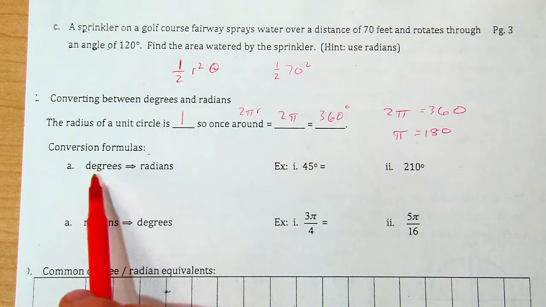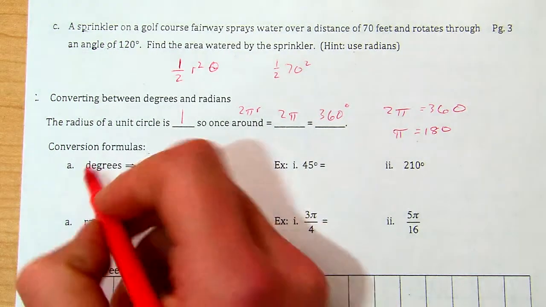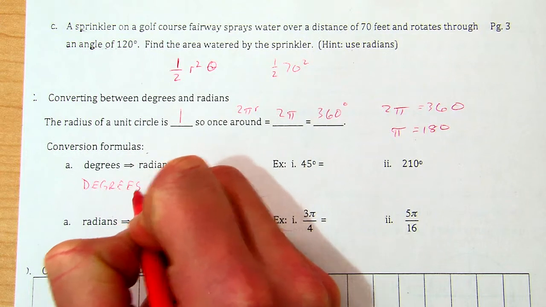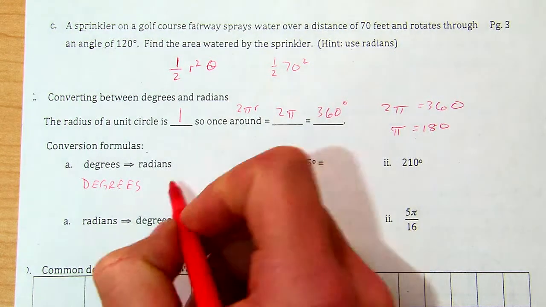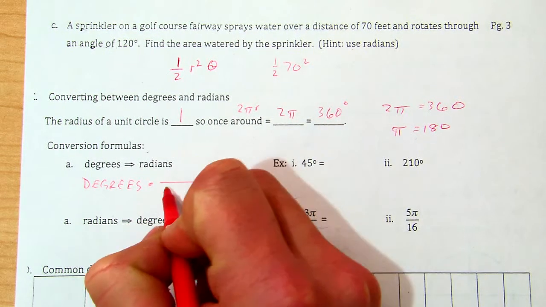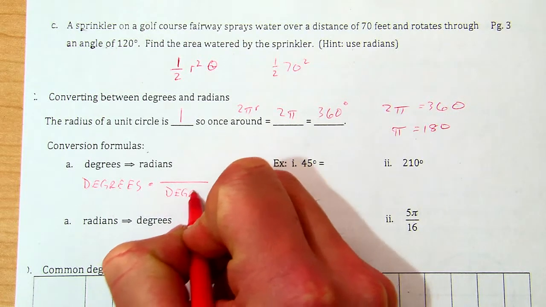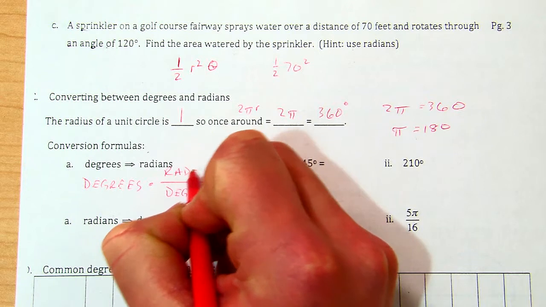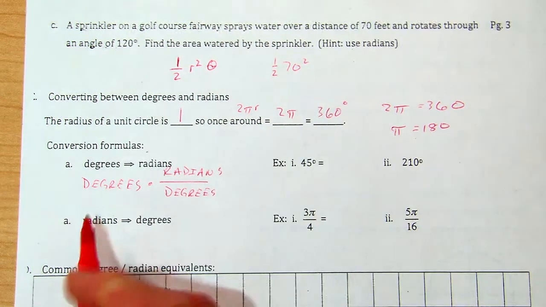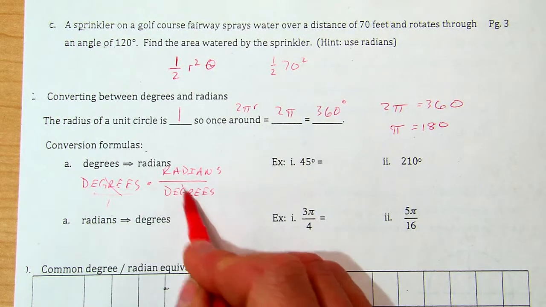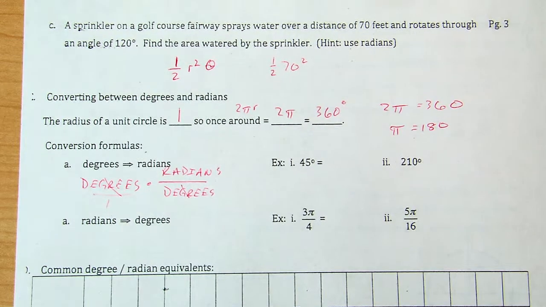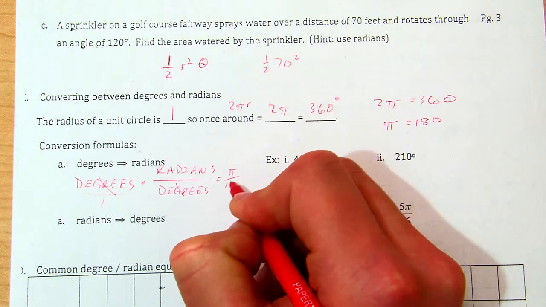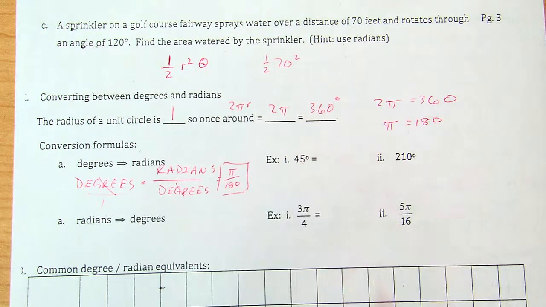So the first one we want to convert into radians. So basically, if I have degrees and I want to convert into radians, what I'm going to have to do is multiply by a fraction with degrees on the bottom and radians on top. And the reason that I do that is so that when I multiply, my degrees will cancel degrees, and I'll be left with radians. So if I want radians, my converter is going to be pi over 180. All I need to do is multiply by that fraction right there.